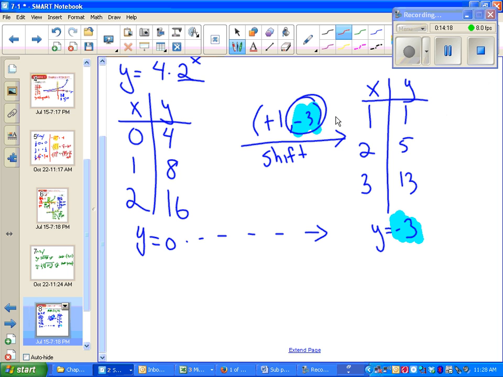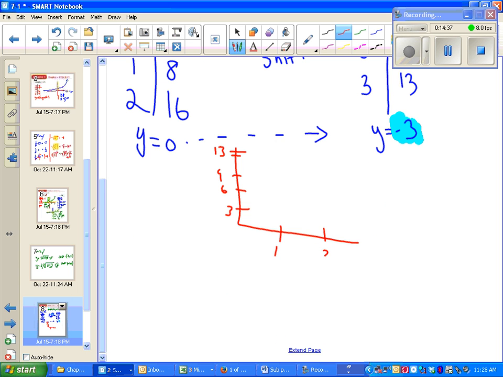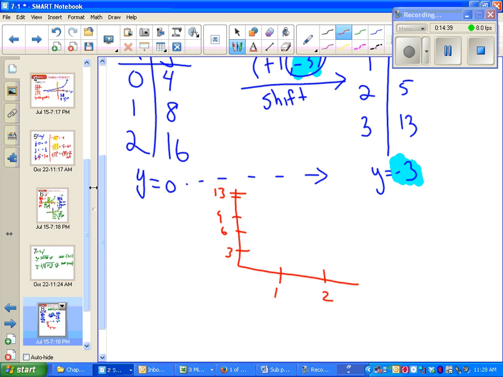Looking at my numbers this time, it looks like I need to go all the way up to 13. So maybe this is 5, or maybe 3, 6, 9, 12, 13. And then my x's need to go out to 2, like they've been doing the whole time. I need to put my asymptote in right away. It's at negative 3. I say right away because I don't want you to forget. If you leave off this asymptote, your graph is wrong.